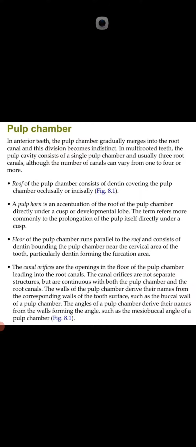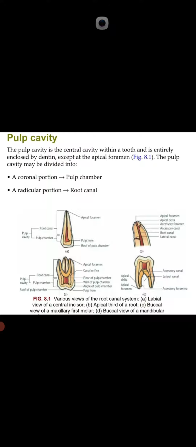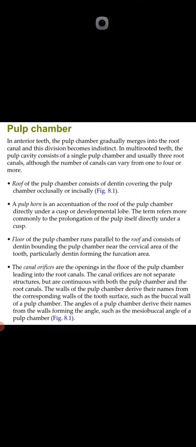Now come to the pulp chamber in detail. In anterior teeth, the pulp chamber gradually merges into the root canal and this division becomes indistinct. It means in anterior teeth the pulp chamber is merged with the root pulp, so there is no clear division, meaning indistinct. But in multi-rooted teeth, there is a division.